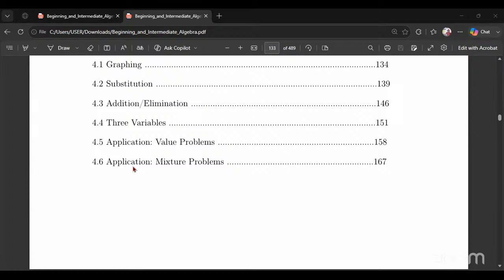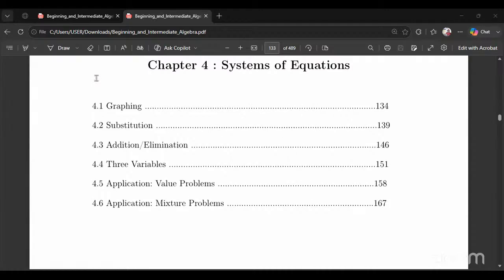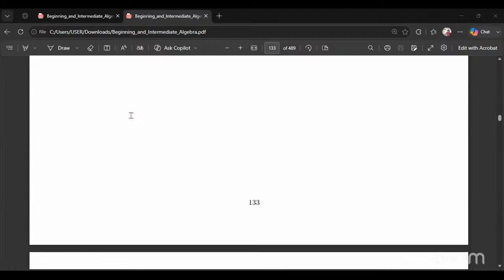So very quickly, these are the objectives for chapter 4. Chapter 4 is about solving systems of equations, right? And these are the contents of what the system of equations will be like. We will learn how to graph the system of equations. We'll learn how to solve by substitution method, elimination method, and we also move on to solving 3 variables that has to do with systems of equations, and then the application and mixed problems. So let's go to 4.1, which is the graphing section.